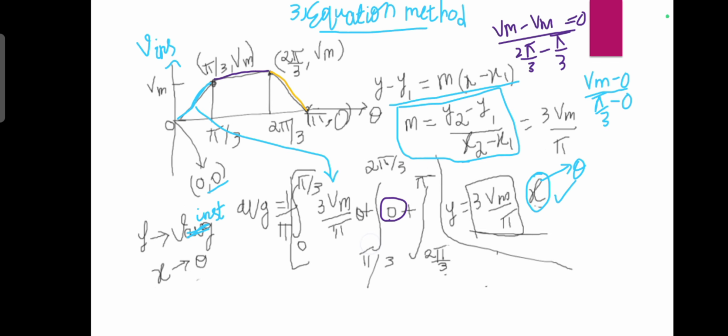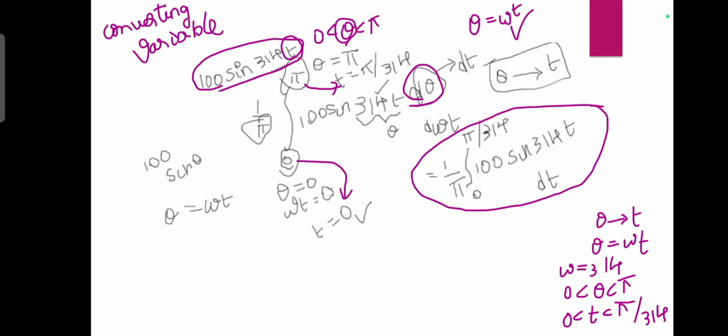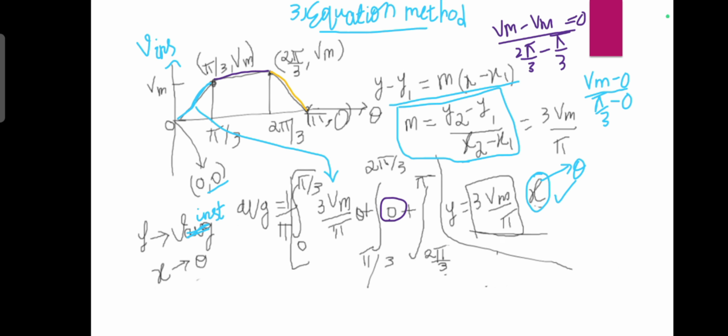Yeah, then this is the area method. The equation method might be complex, so for now it is not needed. So far this covers the average and RMS values.